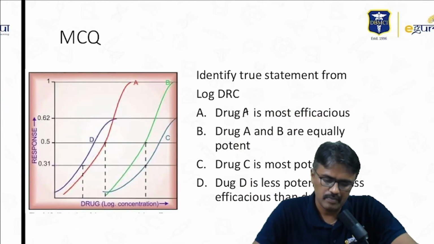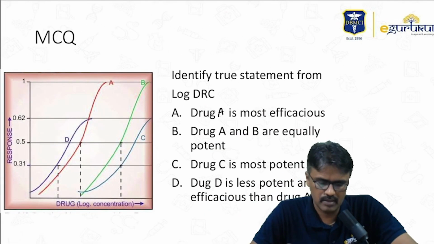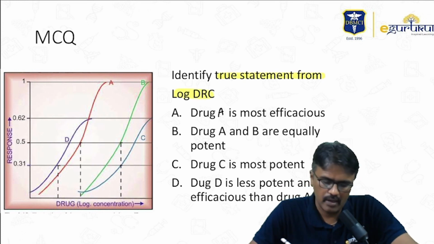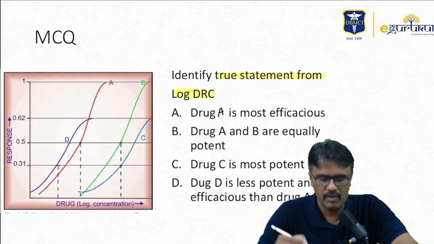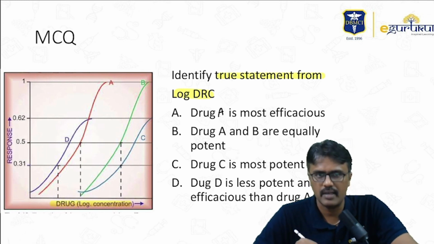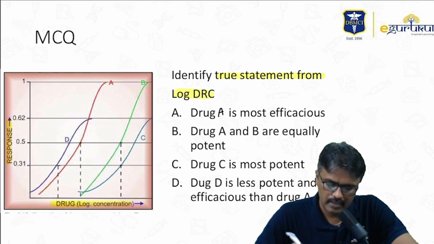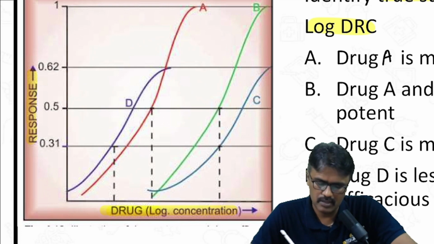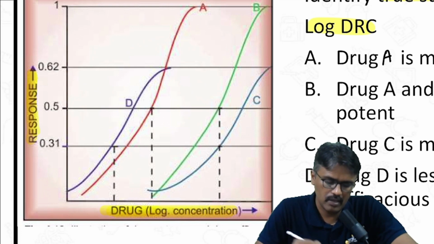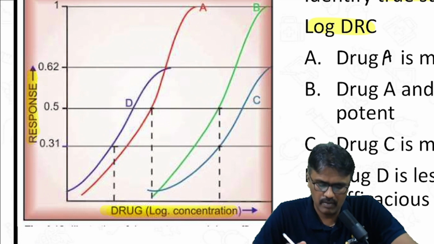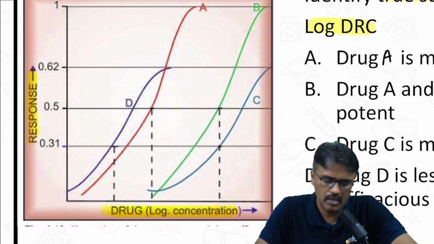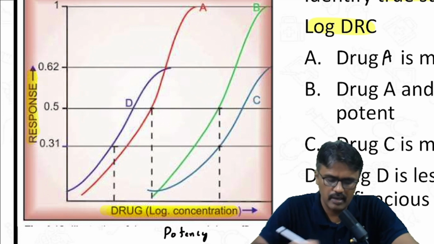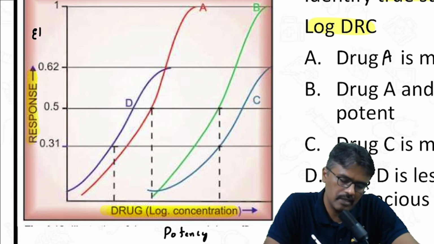Now moving on to this image based question. Identify the true statement from the log dose response curve. Whenever a graph is given, you have to analyze what is there in the x-axis and what is there in the y-axis. If I expand the x-axis, you can find the log concentration, that is drug concentration, and the response in the y-axis. Remember, whenever there is drug concentration or dose, it represents the potency of the drug. Potency, and the response will tell us the efficacy.